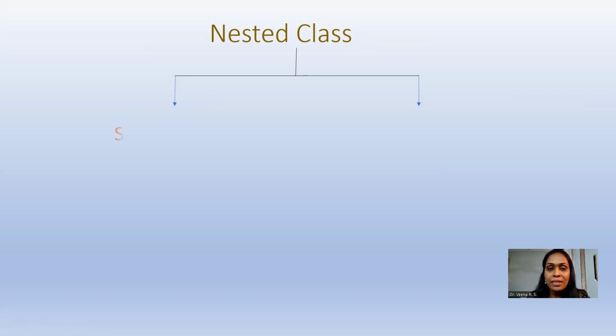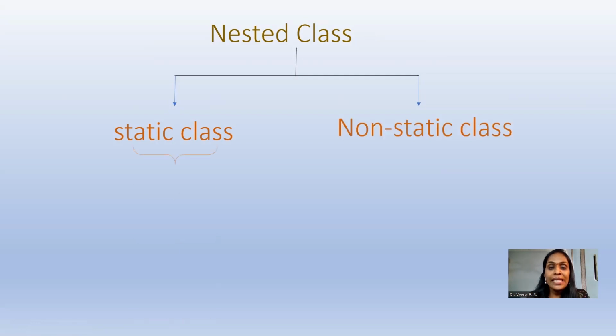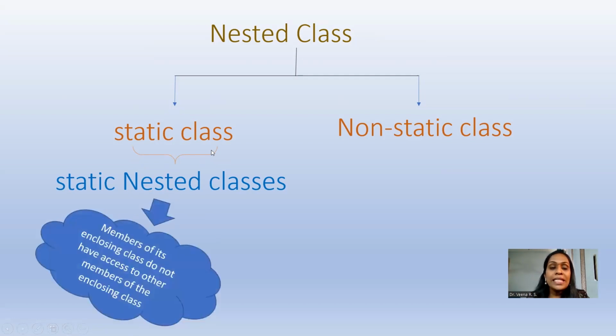There are two types of nested classes. One is the static class and the other is the non-static class. The static class is basically called a static nested class. Whenever we define one class within another with the static keyword as a prefix, those classes are called static nested classes. The members of a static nested class do not have access to other members of the enclosing class. They can have access only to the static members of the enclosing class, but the non-static members cannot be accessed in these static nested classes.